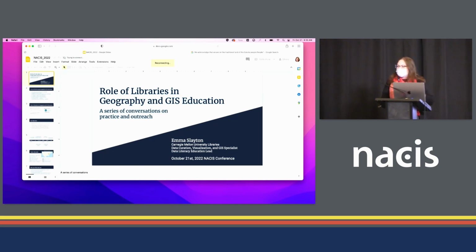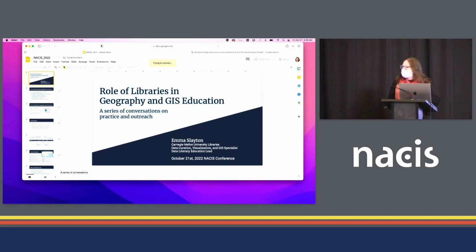I also want to thank the other presenters in this session for talking about databases and how we can use the multitude of cartographic information that exists to better our work with making maps. I'm here today to talk a bit about the human resources that exist that can help you make better maps. I'm particularly focusing on the role that libraries and librarians play in geography and GIS education.